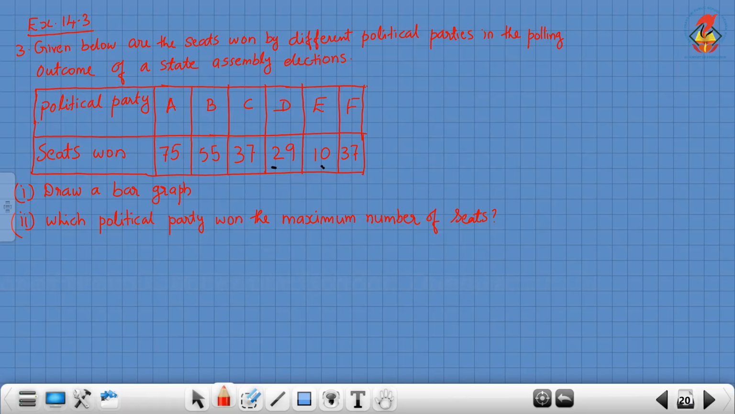Let us consider one question, exercise 14.3, question number 3. Given below are the seats won by different political parties in the polling outcome of a state assembly election. Political party A, B, C, D, E, F. Seats won: 75, 55, 37, 29, 10, 37. The political party's name should be marked on the x-axis, then seats won marked on the y-axis. Draw a bar graph. Which political party won the maximum number of seats?